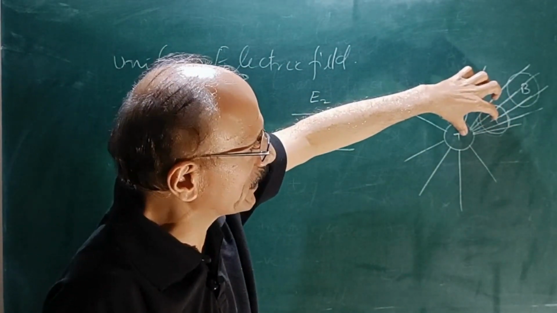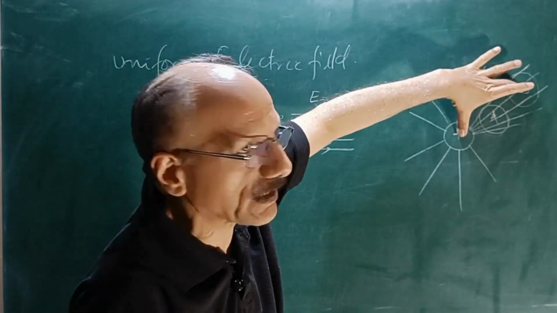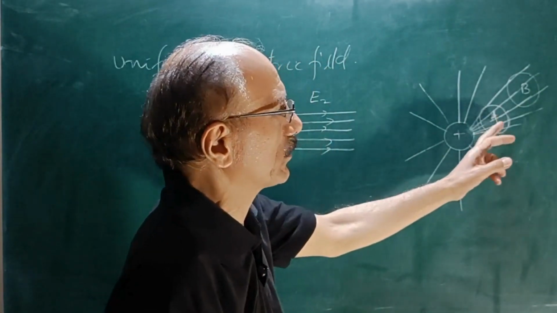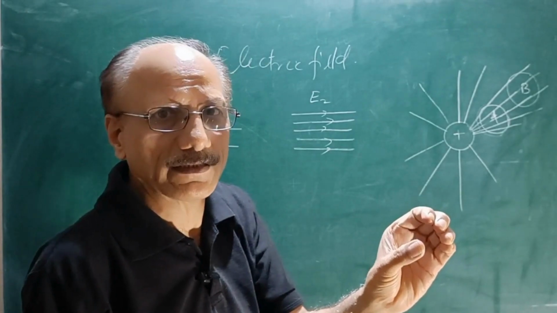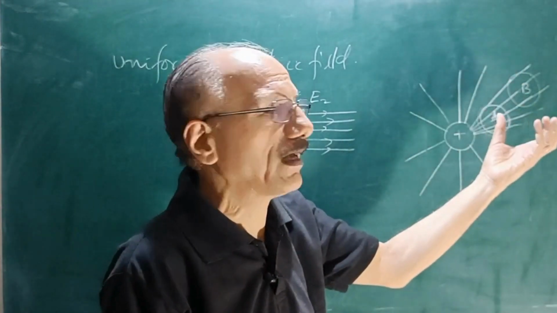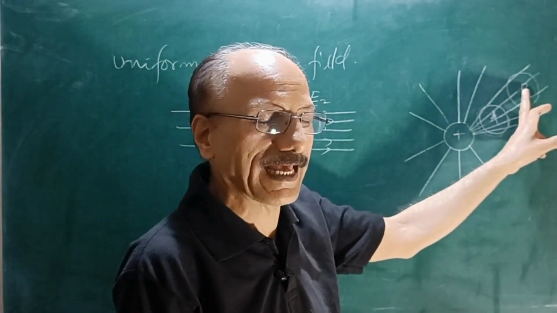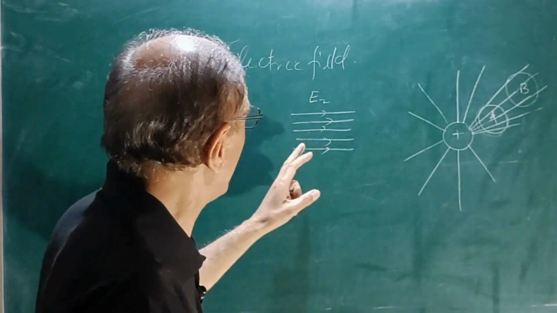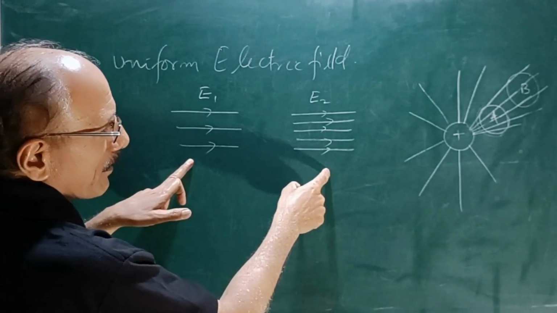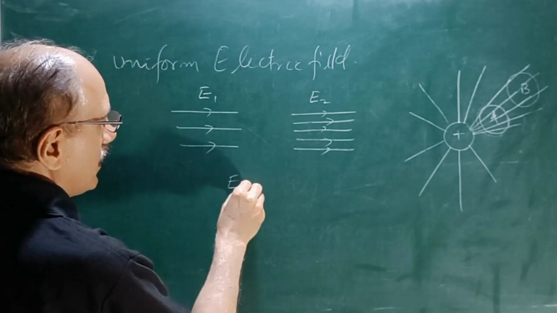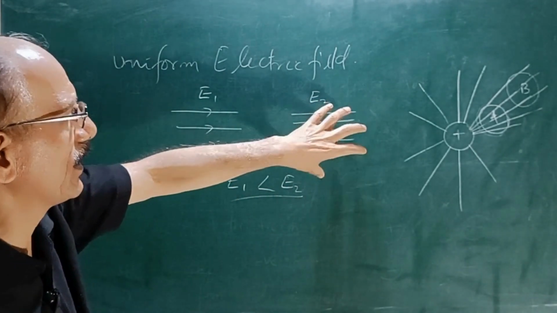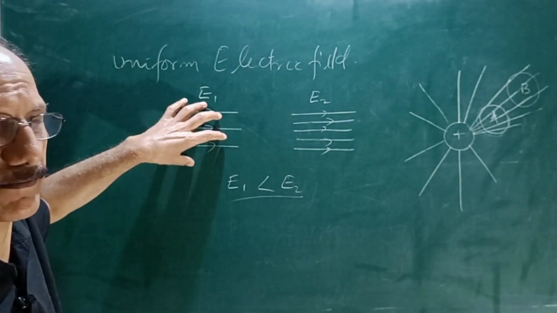आपको पता है वैसे भी कि जब नजदीक होगा तो field intensity is more और जब दूर होगा तो electric field intensity is less. That means if the concentration of the electric lines of force in a particular area is large, then it is a stronger field, and if the concentration of the electric lines of force in that particular area with equal area is less, then the intensity will be less. So here the electric field is weaker as compared to this. So here E1 is less than E2. Both are uniform, but this is stronger, this is weaker.